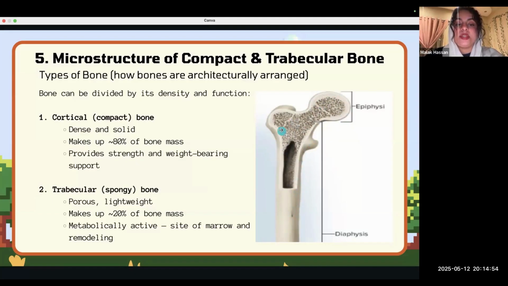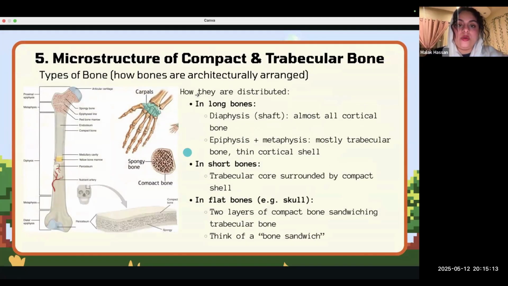However, trabecular bone is more porous. You can see it's full of pores and very lightweight, and it makes up a smaller percentage of your bone mass. It contains the bone marrow, and this is the site of bone marrow activity and remodeling, so it's going to be very metabolically active.